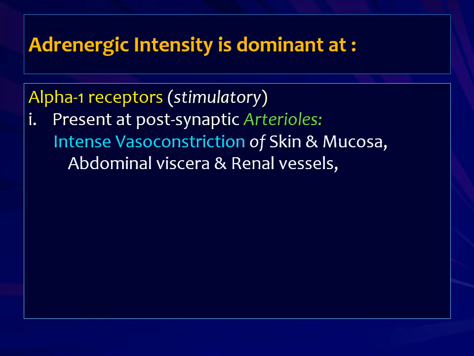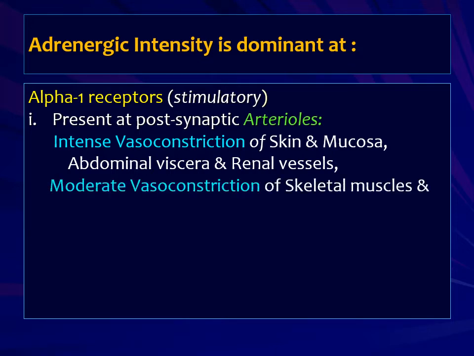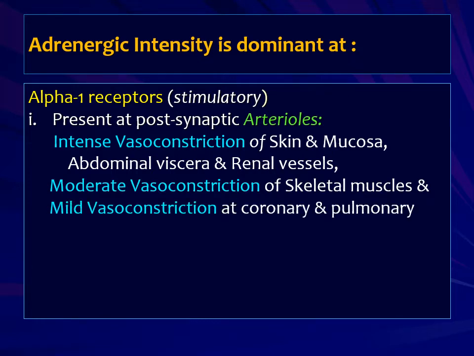Here there is intense vasoconstriction at a variety of arteriolar sites, especially skin and mucosa, abdominal viscera, and renal vessels. At the same time, there are some sites where moderate vasoconstriction is present, like at the level of skeletal muscle. And even mild vasoconstriction has been observed at the level of coronary vessels and the pulmonary sites.